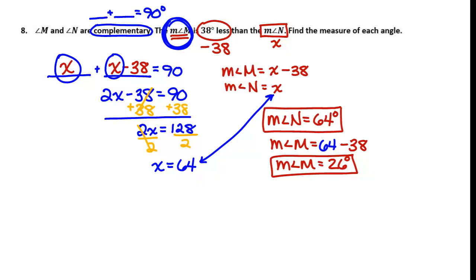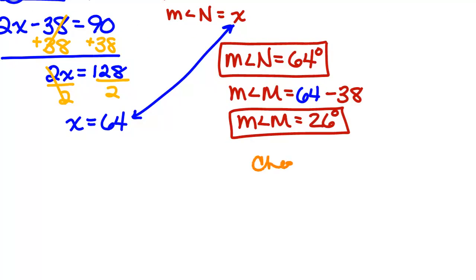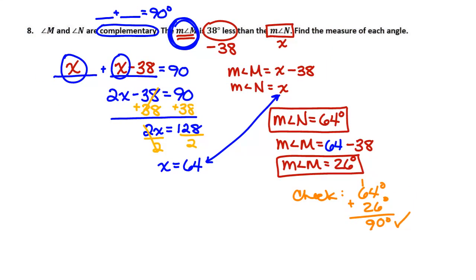And I have a way of checking my answer at the end. Add them together. They said they were complementary, which means they should add up to how much? Should add up to 90. 4 and 6 is 10. Carry the 1, bring down the 0. And 6, 7, 8, 9. I get 90 degrees. So we are good.